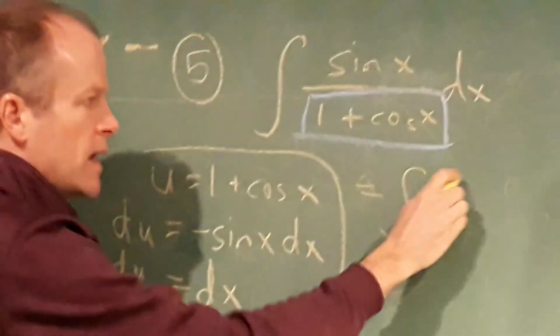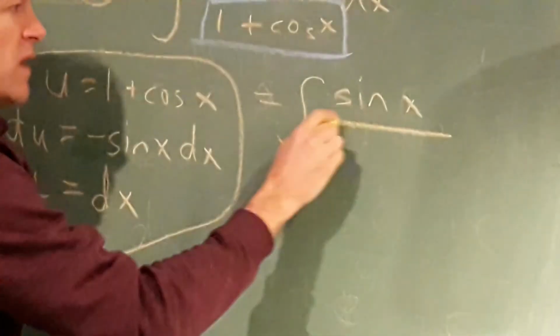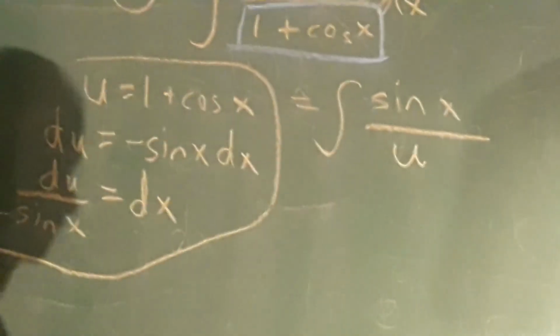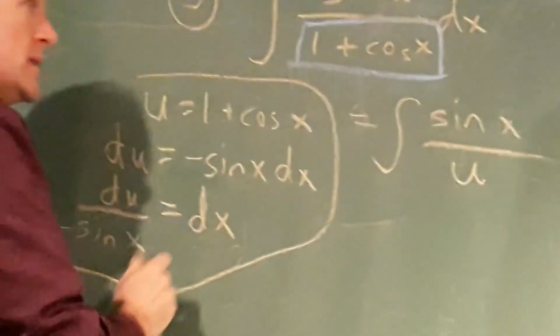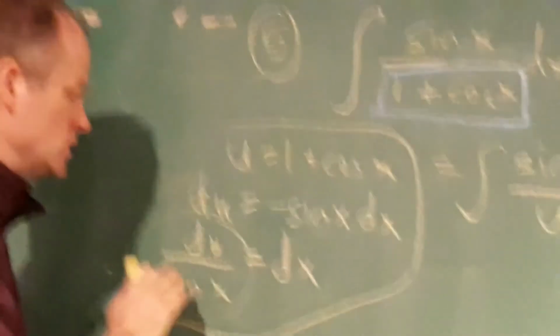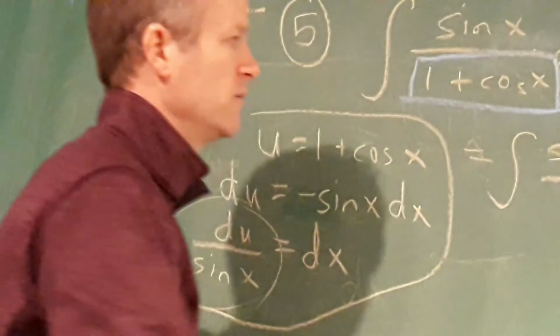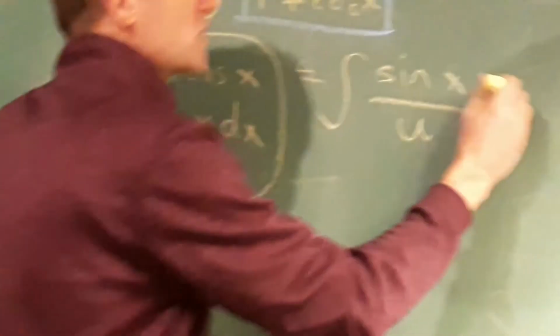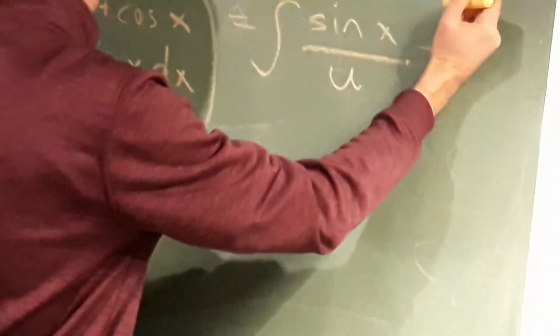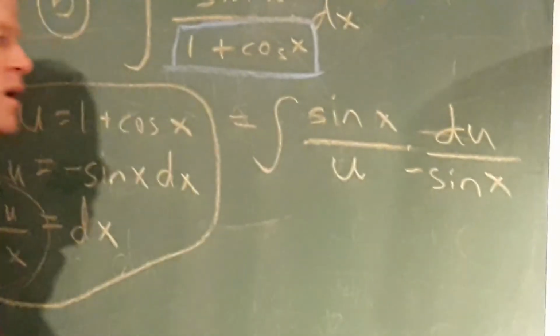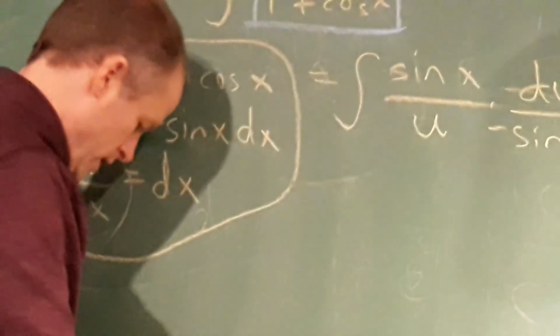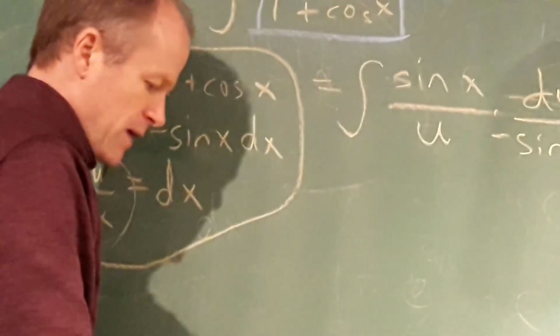So I still have sine of x, divided by u in the denominator. So I substitute for u, and then I substitute for dx. Where I see dx up there, I'm going to write what I got down here. So dx is the same as du over negative sine of x. So this is going to be times du over negative sine of x. Again, I know I did my problem correctly if I can cross off my x problem.